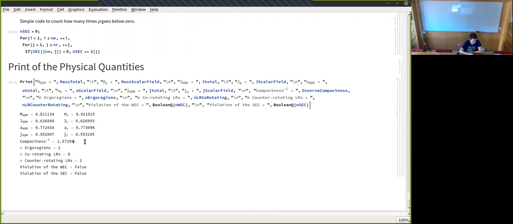Here we have the compactness. Since it's the inverse of compactness, and you expect that a boson star is less compact than a black hole, this value is always bigger than 1. Then here we see that the solution has two ergoregions, that it has no co-rotating light rings and has two counter-rotating light rings. And we also see that the weak energy condition and the strong energy condition are both not violated. So that's basically what I want to show you here.